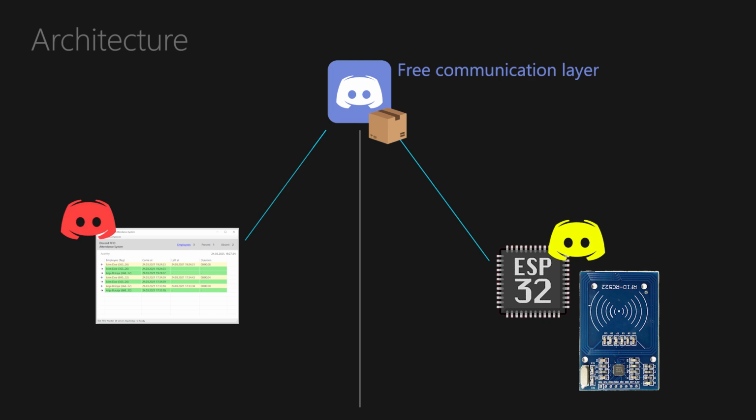The next question is why we need two bots? Well, it's simple. The first one in the ESP32 is a producer of RFID packages, and the second one is a consumer of those packages. And a package is nothing else but a custom formatted Discord message.